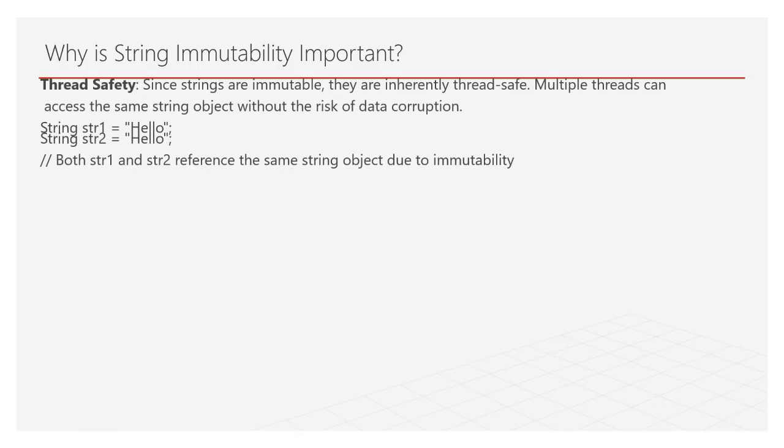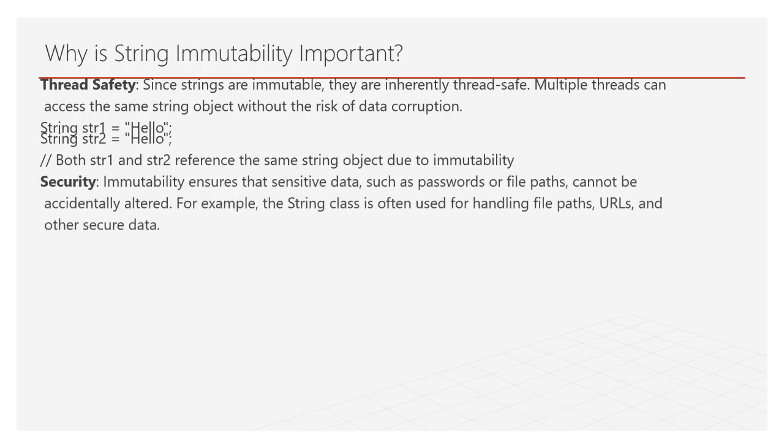Now, why is string immutability important? One of the important factors is thread safety. Java strings, being immutable, are inherently thread safe. Multiple threads can access the same string object without the risk of data corruption. Both string 1 and string 2 can refer to the same object, thanks to the immutability concept.